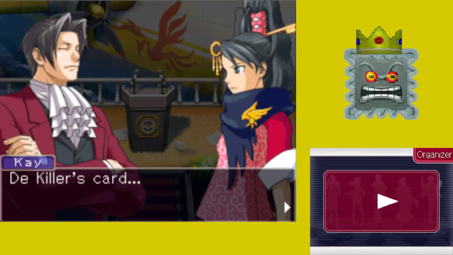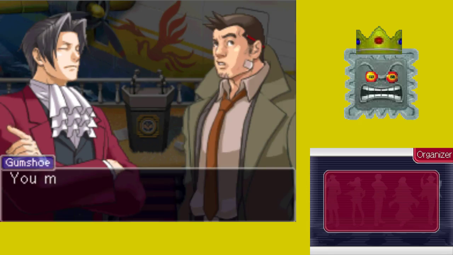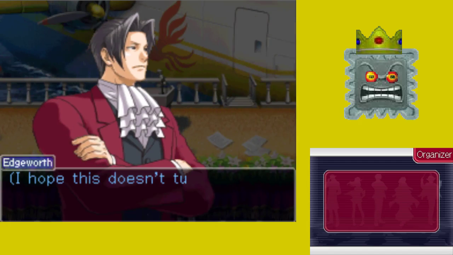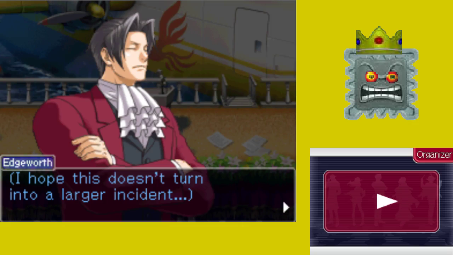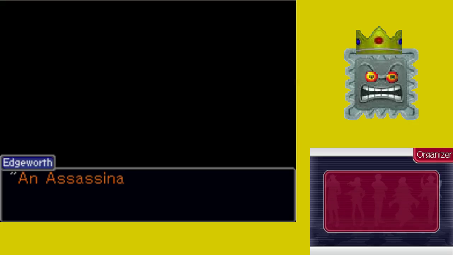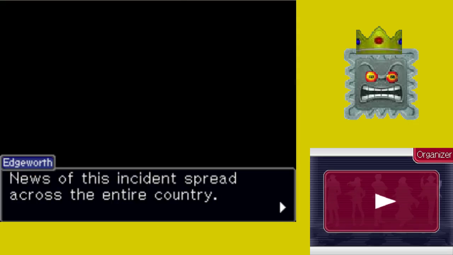The killer's card? The killer still hasn't carried out his request. You mean killing the president? I hope this doesn't turn into a large incident. Oh, it will, Edgeworth. This is an investigation game. Everything is connected. An assassination attempt on the president of Zangfa.